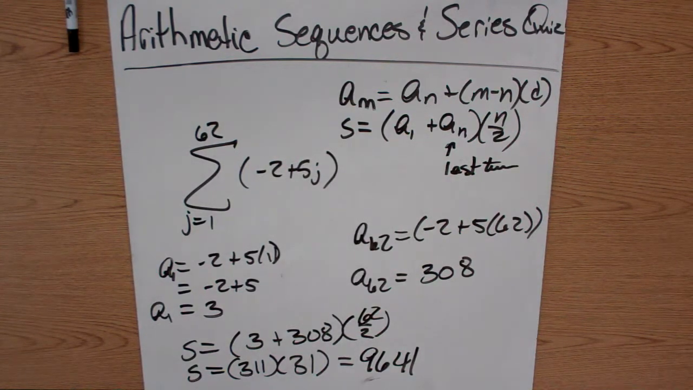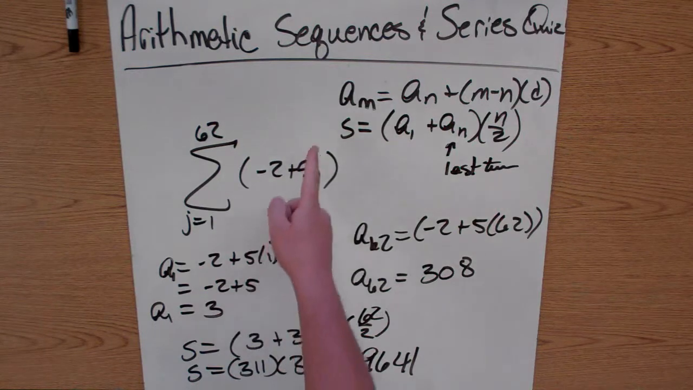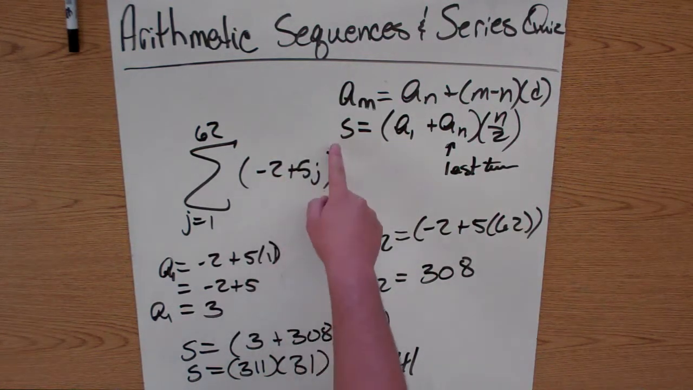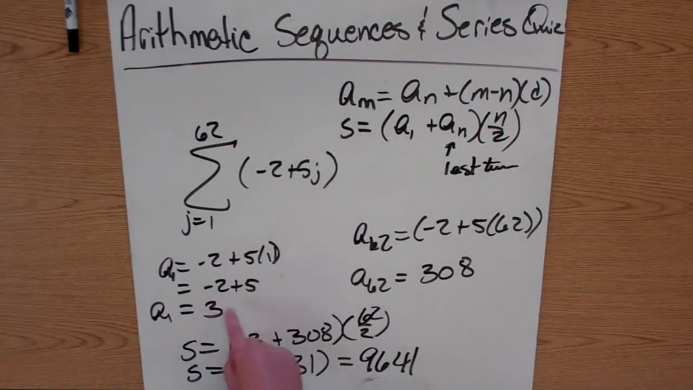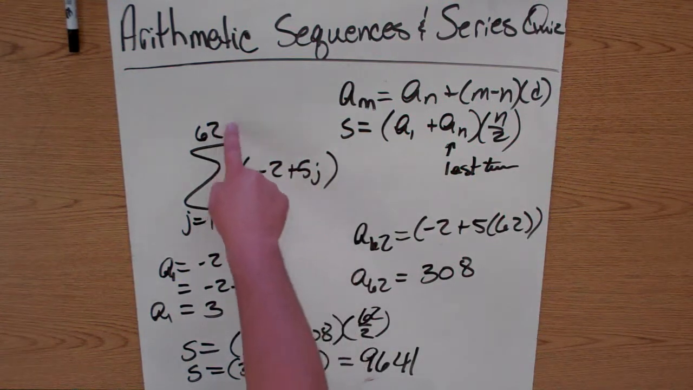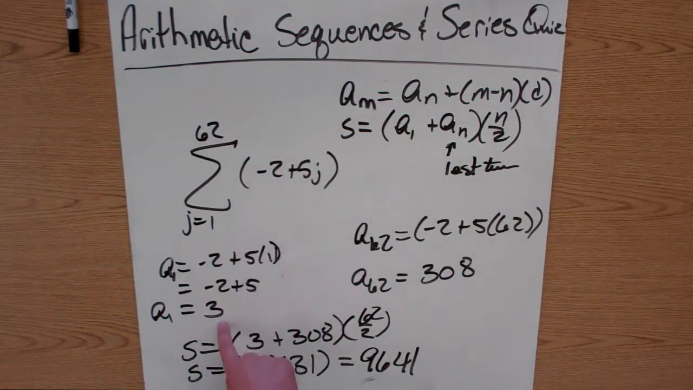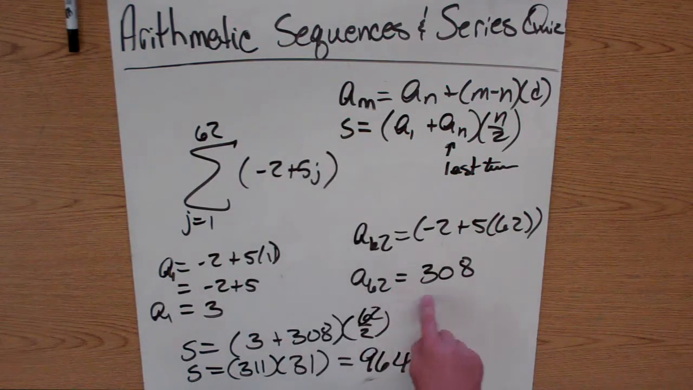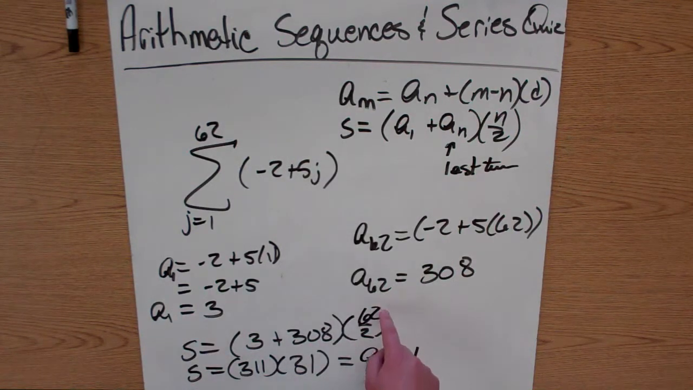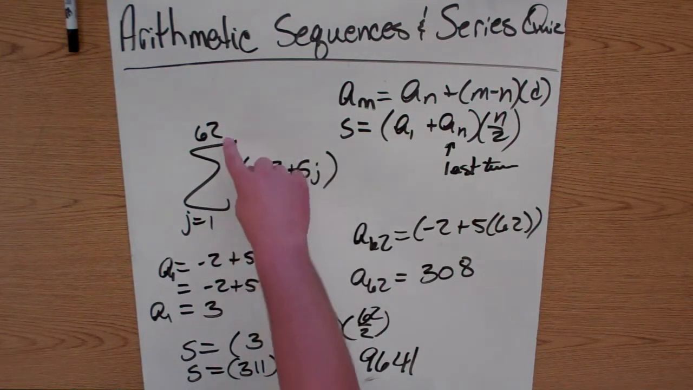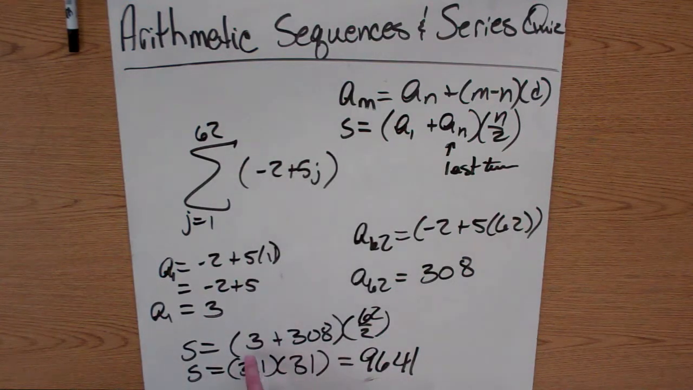All right? So remember, we used our sum formula once we found our first and our last term. All we did was substitute into the j: substituted 1 to get the first term, substituted 62 to get the last term. Then we plugged those two numbers into our sum formula: 3 plus 308, times our number of terms, 62, over 2. So 311 times 31 is 9641.